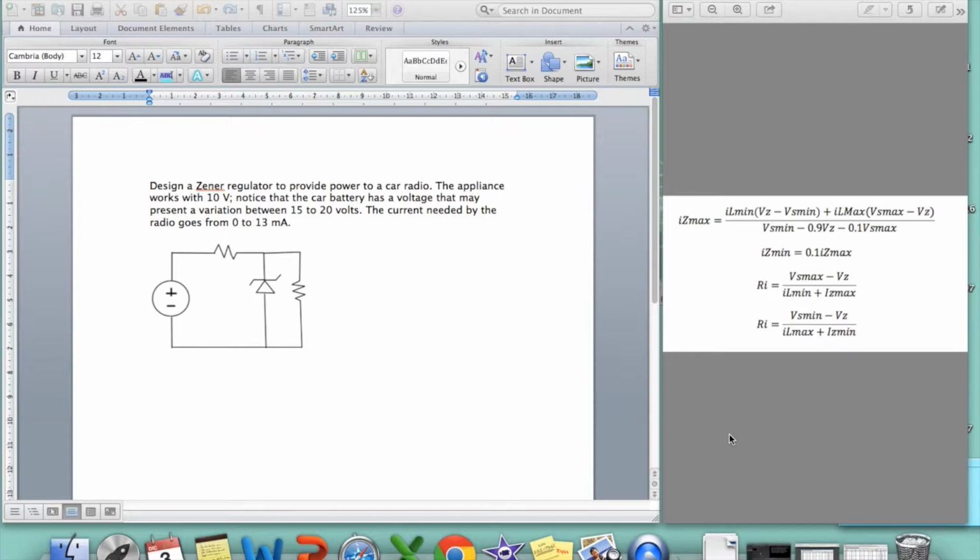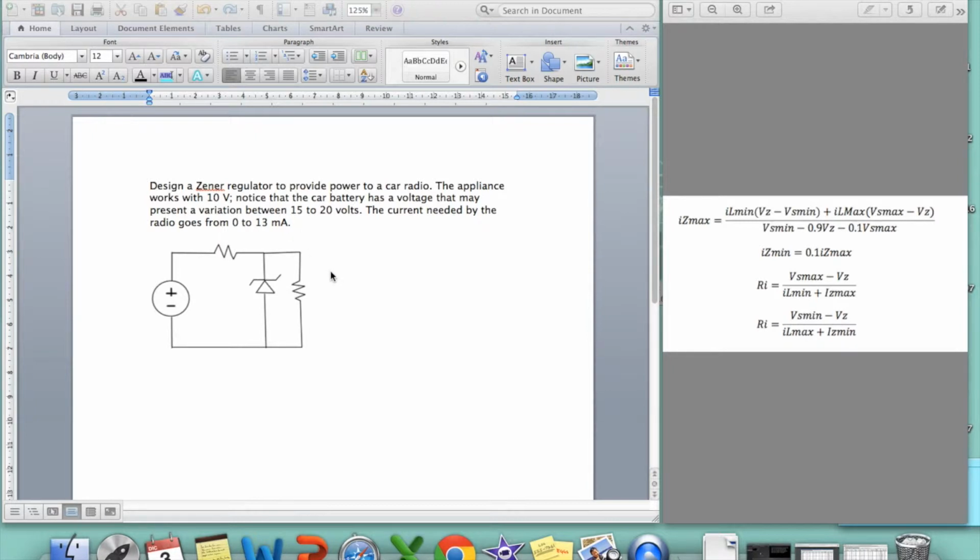So in our example, they're asking us to design a Zener regulator to provide power to a car radio. The appliance works with 10 volts, and we need to notice that the car battery has a voltage that presents a variation between 15 to 20 volts. The current needed by the radio goes from 0 to 13 milliamperes.